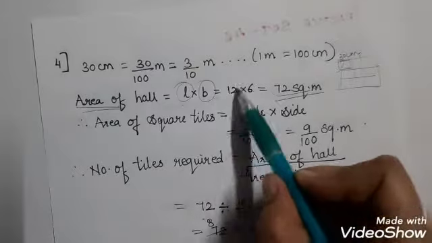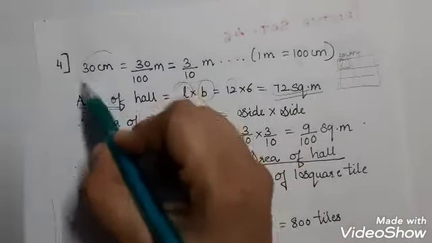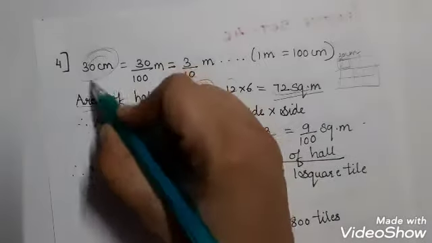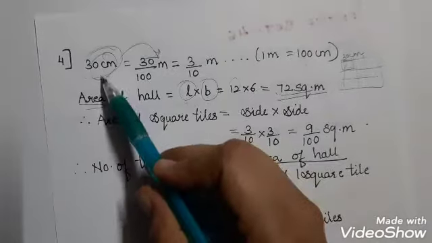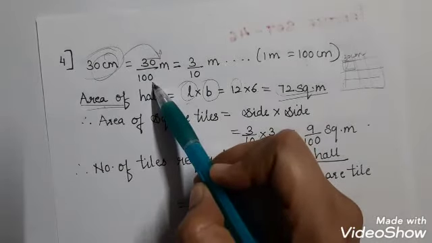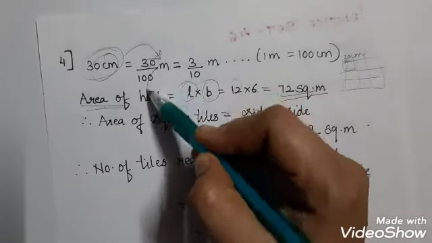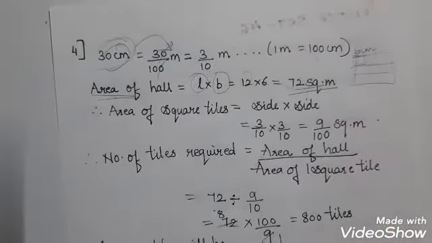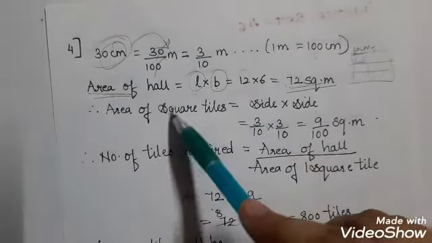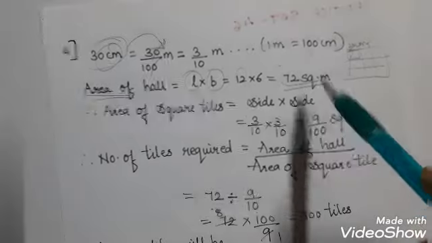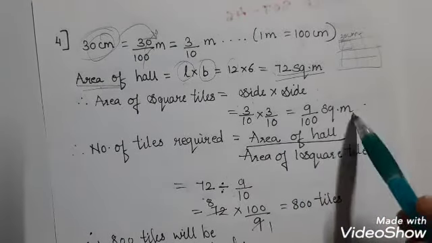Now here it is meter. The given length and breadth are in meter, and here it is 30 centimeter. So this centimeter I will convert into meter. So 1 centimeter is equal to 1 upon 100 meters. So 30 centimeter is equal to 30 upon 100 meter. The 0 and 0 get cancelled, that is 3 upon 10 meter. So you got the area of the square tile as side into side, which is 3 upon 10 into 3 upon 10, that is 9 upon 100 square meter.